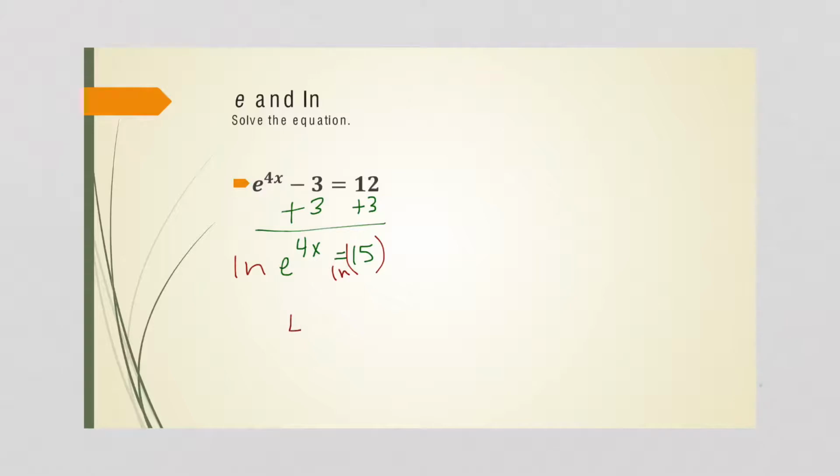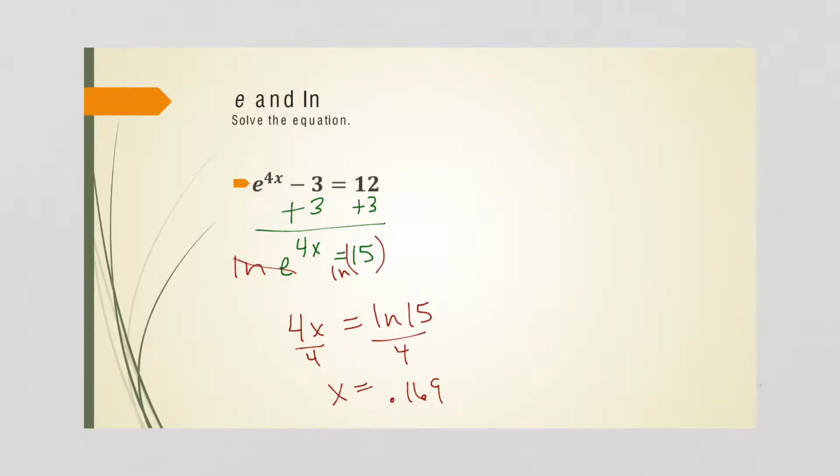And so I end up with 4x equals the natural log of 15. I'm going to divide both sides by 4, and I get x equals 0.169. Those are how we solve for e.